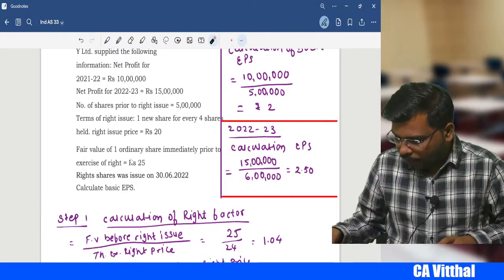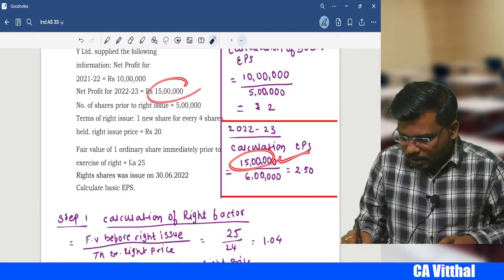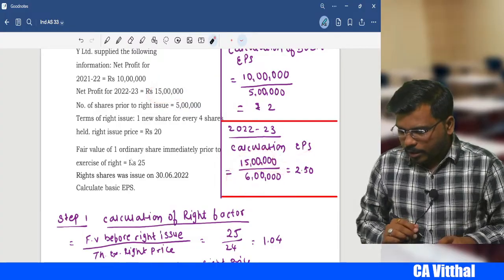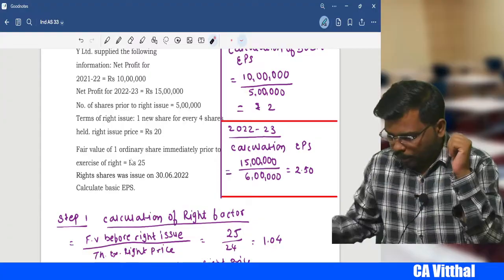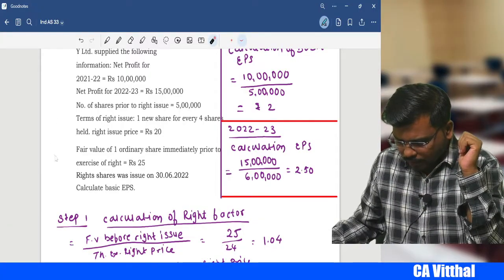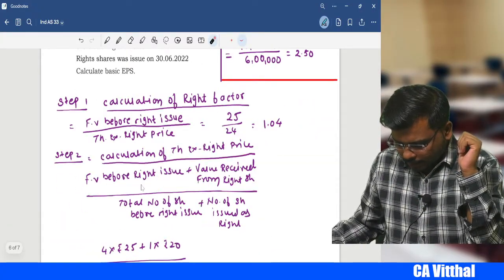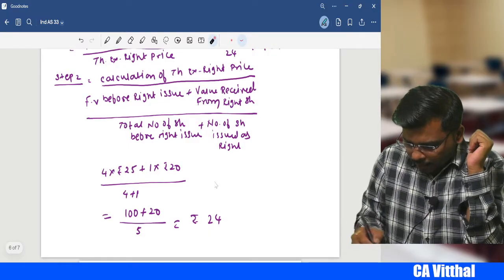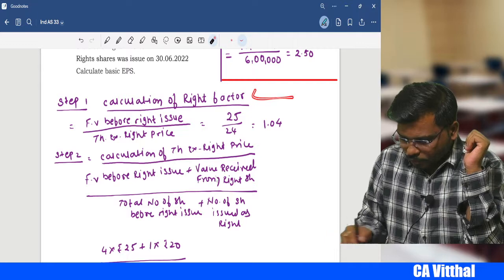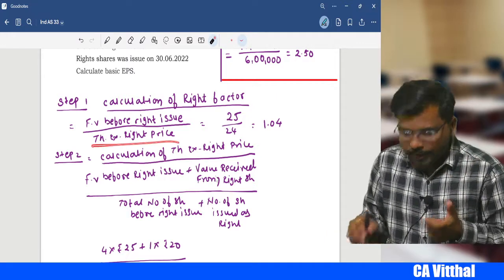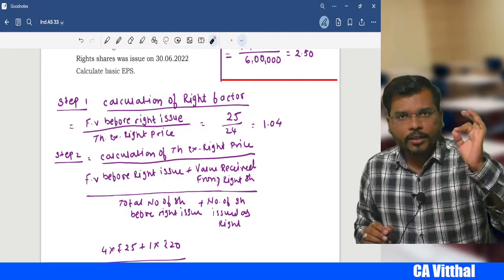So our net profit is how much, sir? 15 lakhs, which is given in the question. How to calculate number of shares? That is what we are going to see now. So please focus, my dear student, let's calculate. What do we need to calculate first? Right factor. For the right factor, we need what? Theoretical ex-right price. How to calculate the theoretical ex-right price?